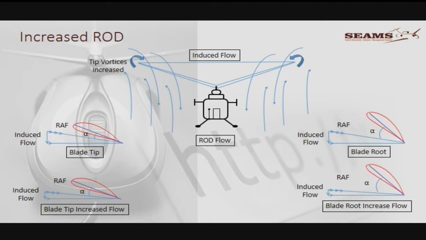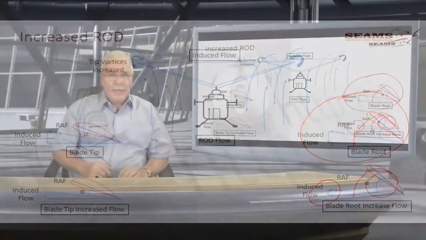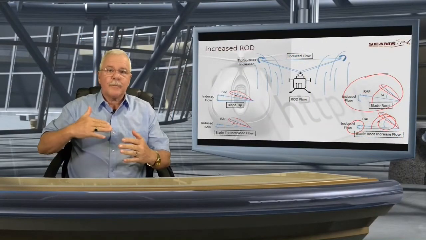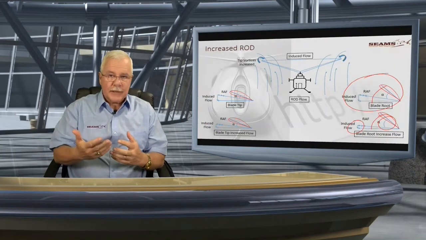The blade root, this is the one from the previous drawing, and here now the induced flow, look, it's exactly the same picture that I've taken. The blade angle stays exactly the same in both these cases. There's no difference. But because the induced flow is reduced, the effective angle of attack has increased. The blade will stall because of the resultant angle of attack.